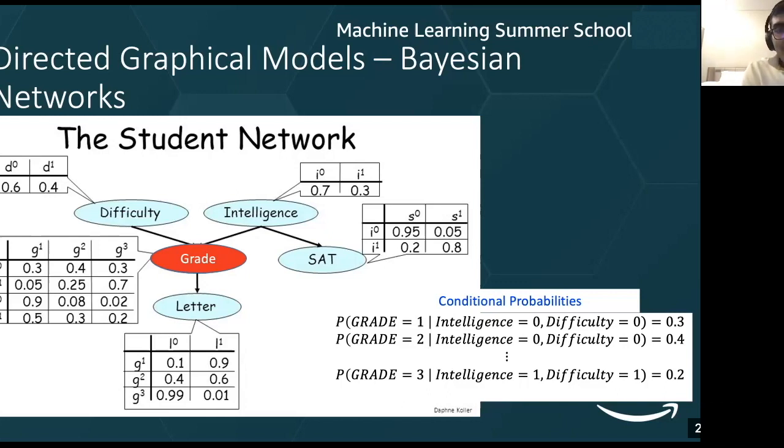Now the question is, how did you even get these numbers? How did you fill up this table? These numbers don't appear magically. They are learned as part of the parameter estimation process that we will discuss in the later portions of this lecture. But what this graph does do is lend a particular structure to the probability distribution, or the joint distribution, of all these features, as we will see in the next slide.